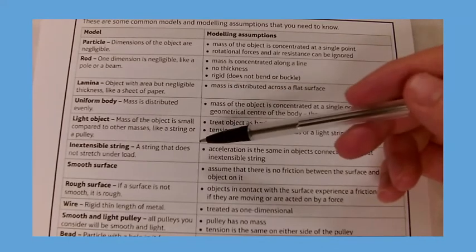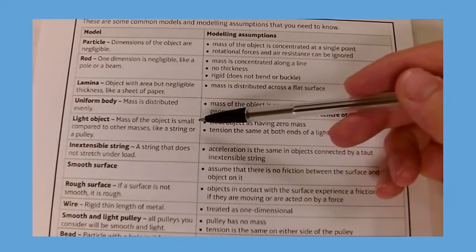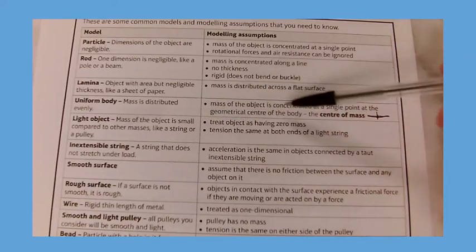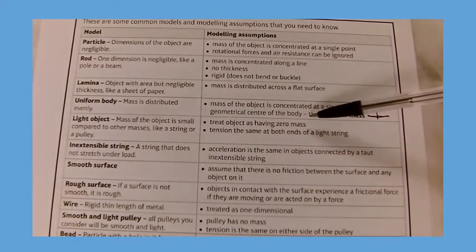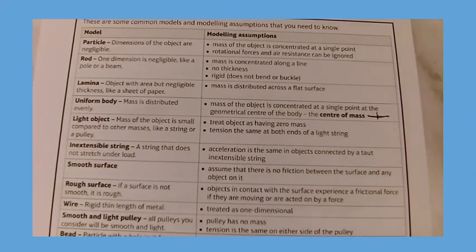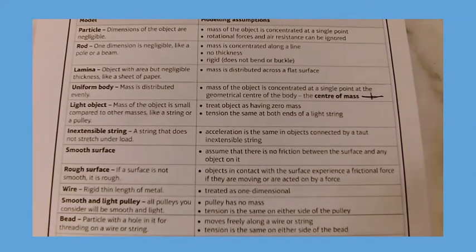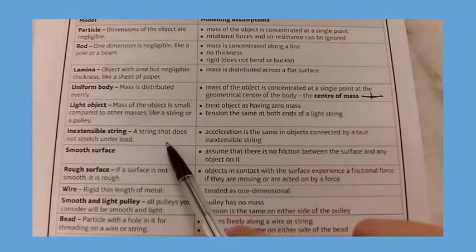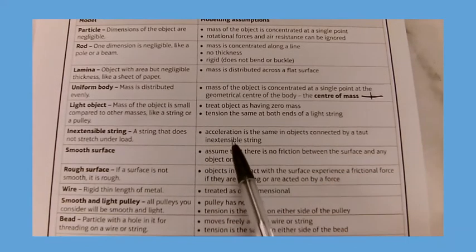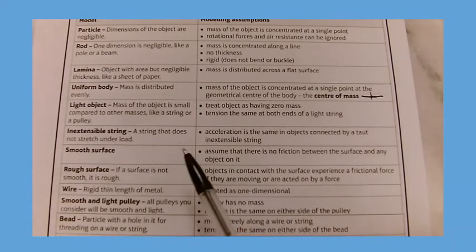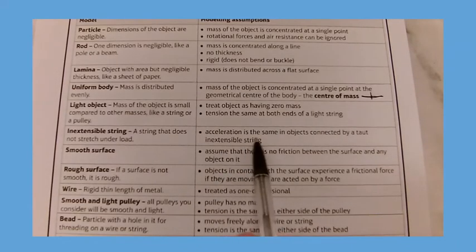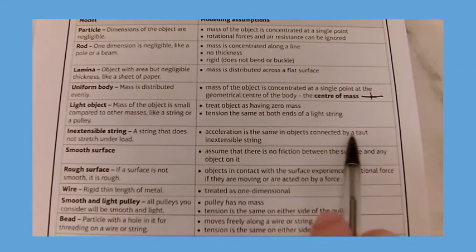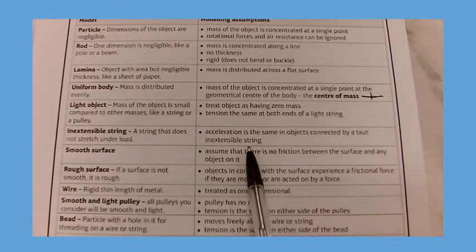Light object. The mass of the object is small compared to other masses, like a string or a pulley. We treat the object as having 0 mass, and the tension is the same at both ends of the light string. So you might see this when you do pulleys. Another thing that you'll see doing pulleys is inextensible string. An inextensible string is a string that does not stretch under load. So we do not take into consideration how it stretches, and we assume that the acceleration is the same in objects connected by a taut, inextensible string.